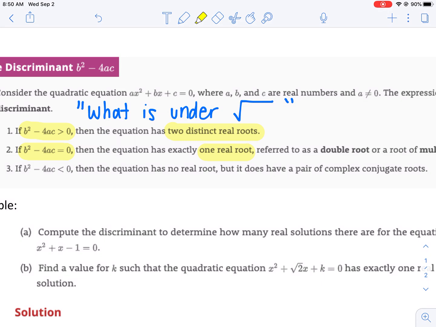We also briefly talked about what if under the square root is negative, less than 0. Then it will have no real roots. But now we're going to go in detail and talk about what those roots actually are. Those are when you have a square root of a negative. You're going to have complex conjugate roots. Okay, we'll talk all about that today.